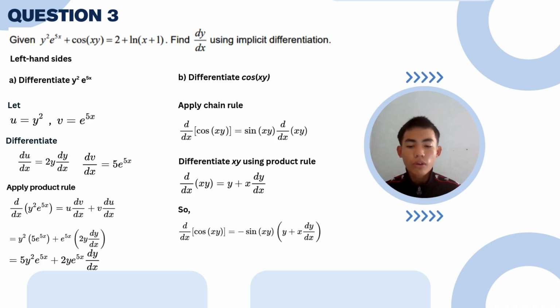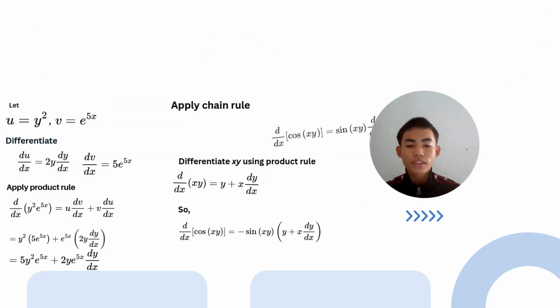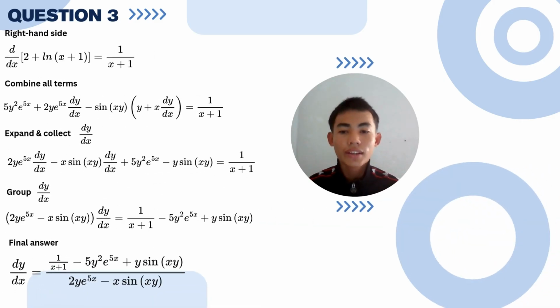Therefore, negative sine of xy times (y plus x dy over dx), which distributes to negative y sine of xy minus x sine of xy dy over dx. So that's the differentiation of the left hand side complete. Now the right hand side: the derivative of 2 plus natural log of x plus 1 is just 1 over x plus 1.